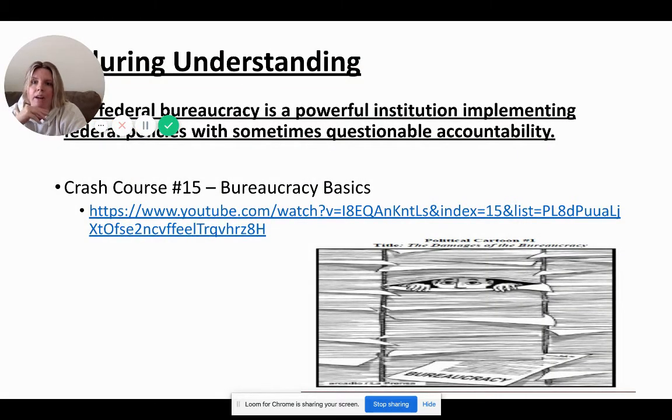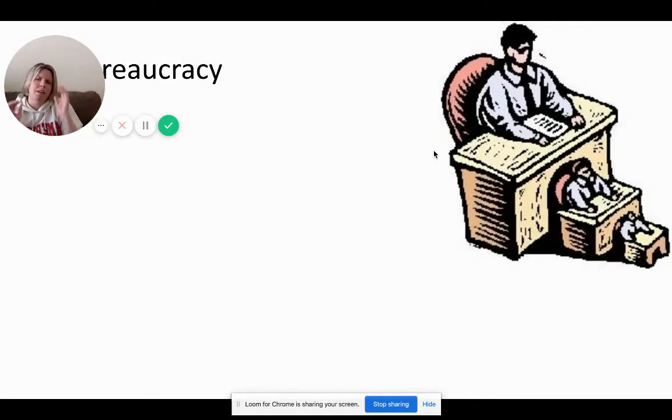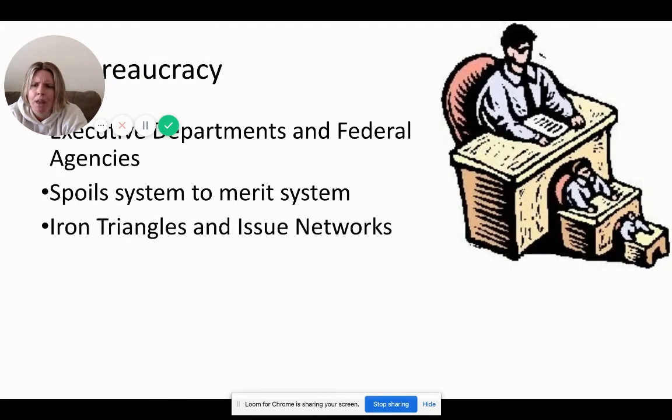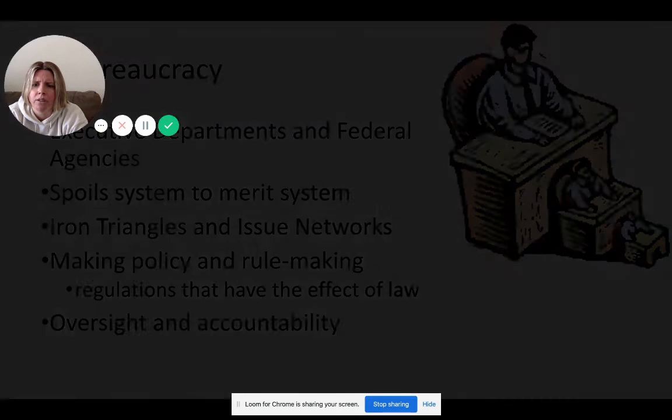Okay, we're almost there. So federal bureaucracy is a powerful institution in implementing federal policies with sometimes questionable accountability. So what is the bureaucracy? They are the big agencies and departments. They're all in charge of basically enforcing all our laws. We should know the transition, the evolution of our bureaucracy, iron triangles and issue networks, and then oversight.